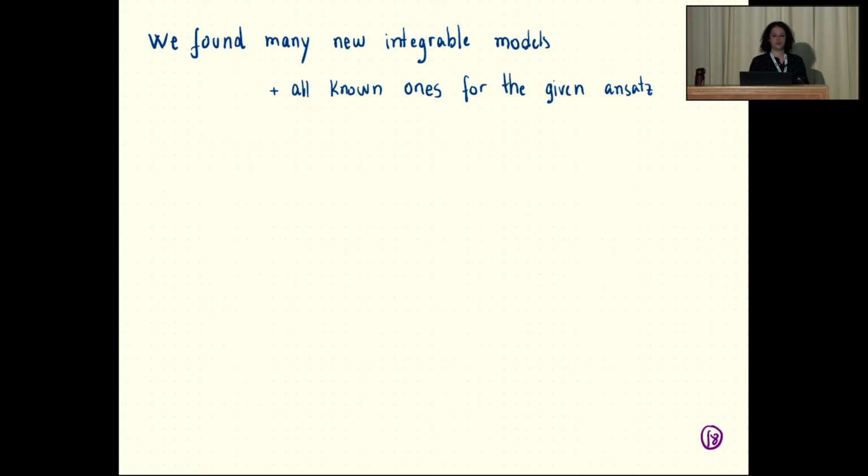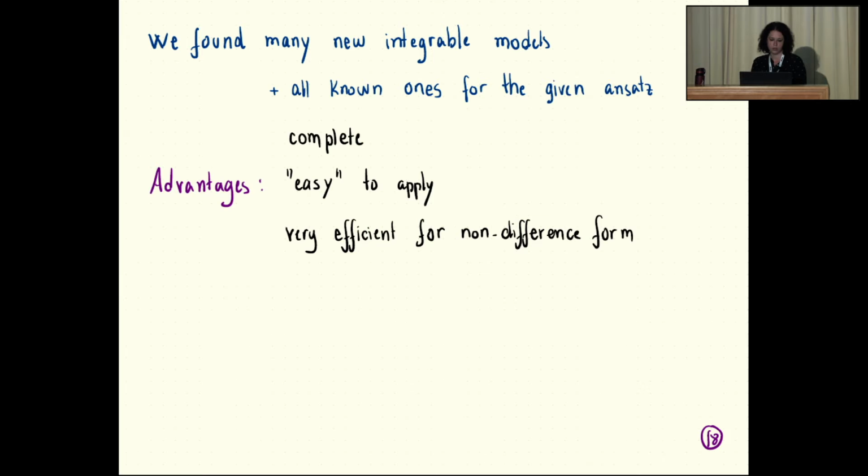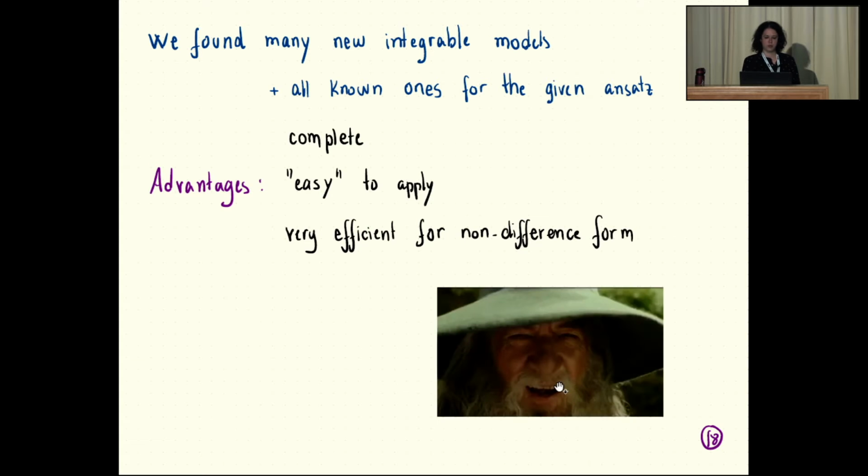So the method seems to be nice. For the ansatz we managed to find all the known models that should be there, and several new ones. And it's relatively easy to apply. So when you don't have much symmetry, you can still apply it in comparison with other models. And it's particularly effective for non-difference form. So in principle, we are very happy.